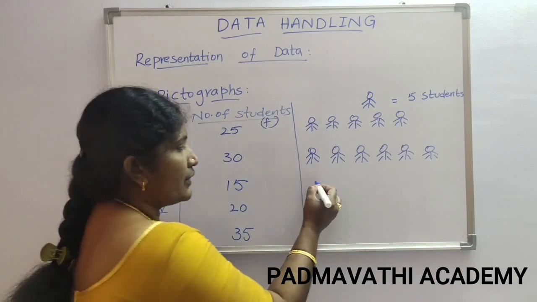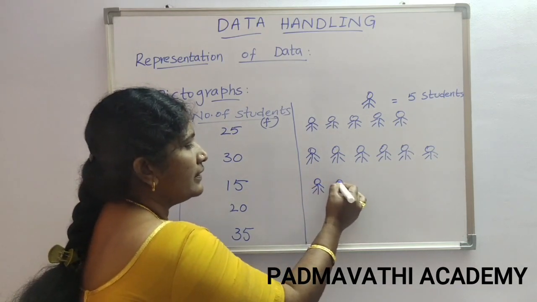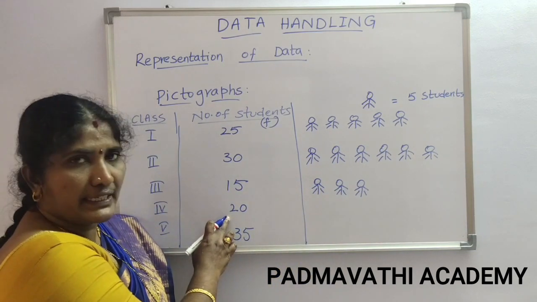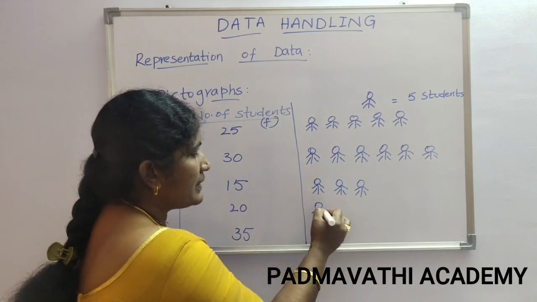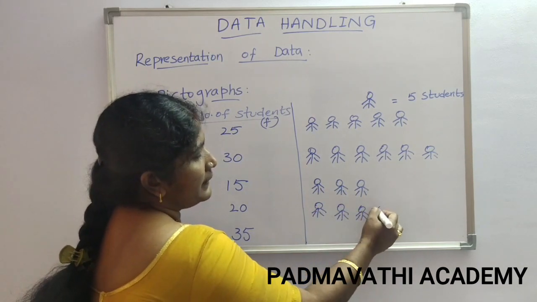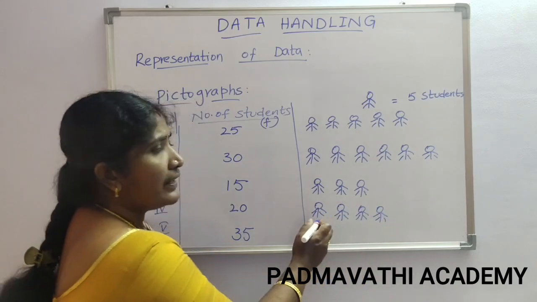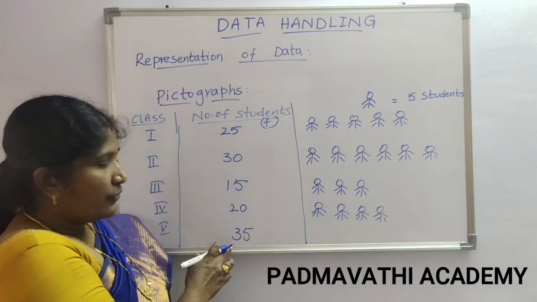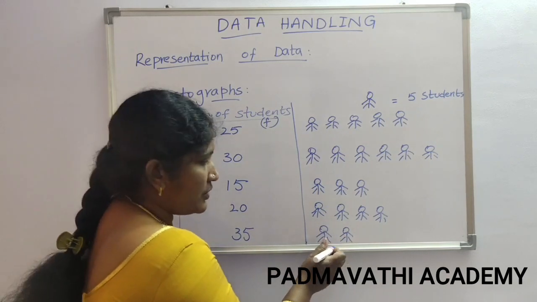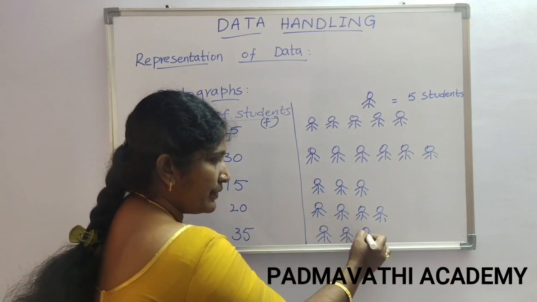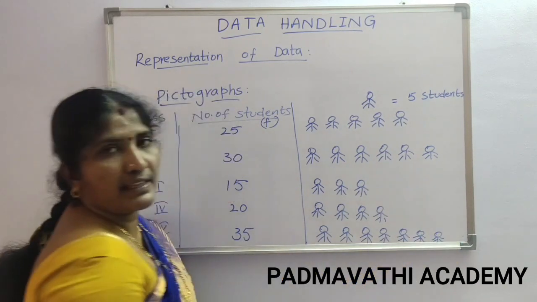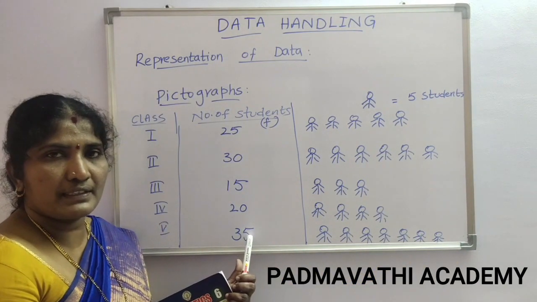Now 15 students. 5 3s, 15. So you want to write 3. These 3 figures represent 15 students. Next 20. 5 4s. To represent 20, you want to draw 4 pictures, because each picture is 5. For 35, 5 7s. So 7 pictures you want to write. 1, 2, 3, 4, 5, 6, 7. This is a pictorial representation.